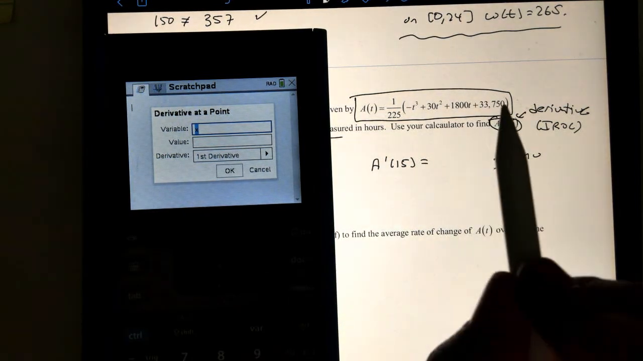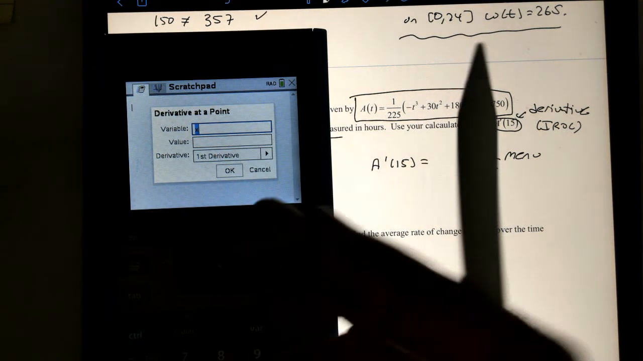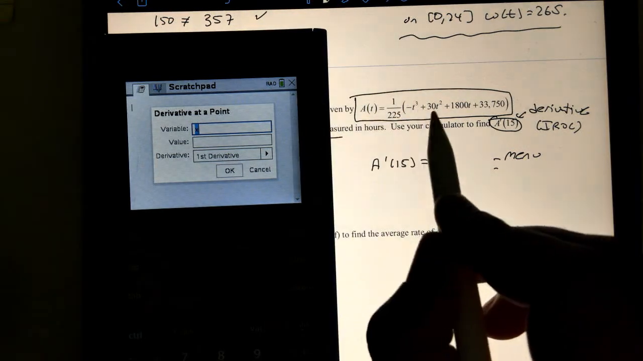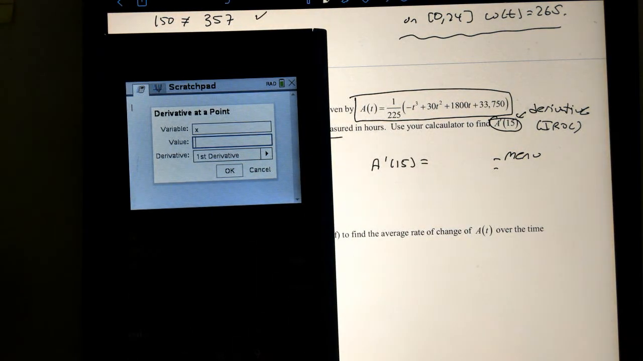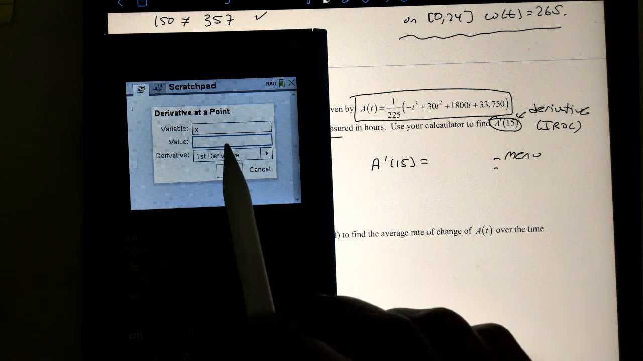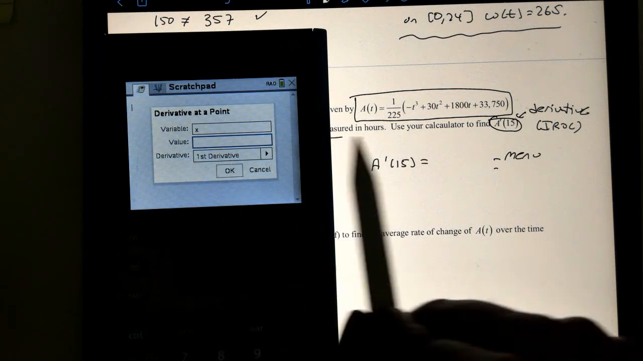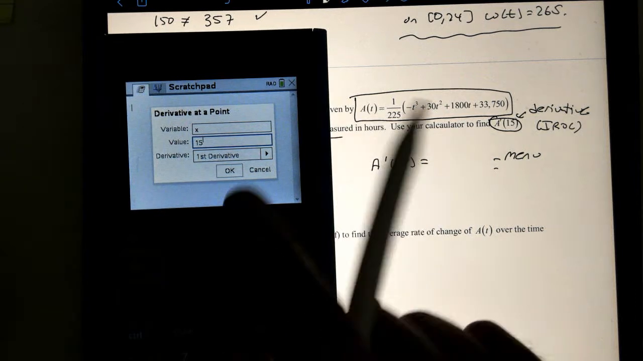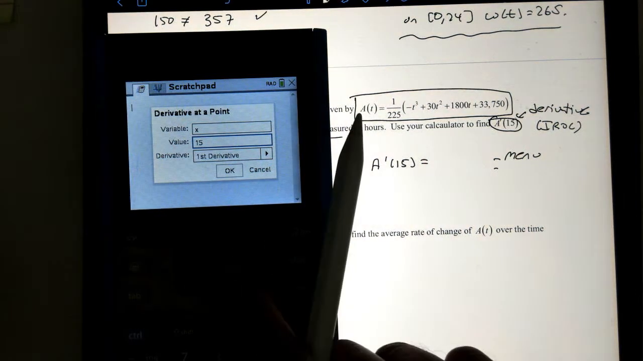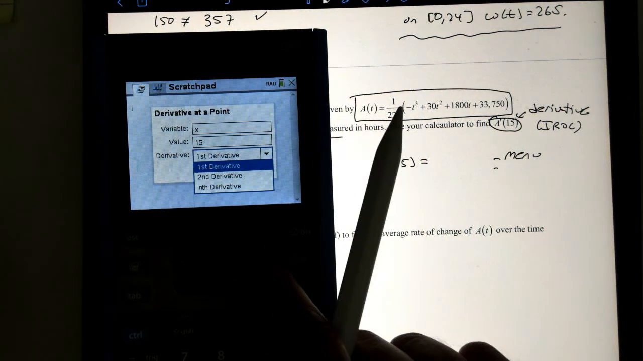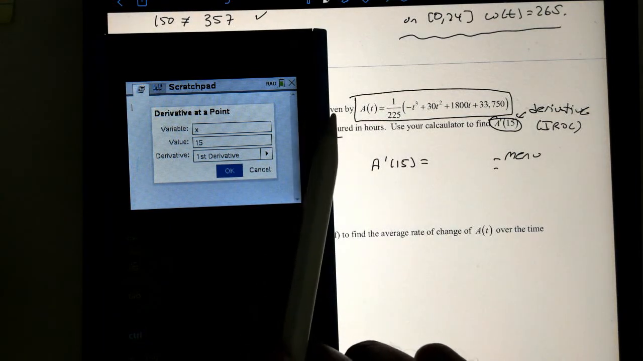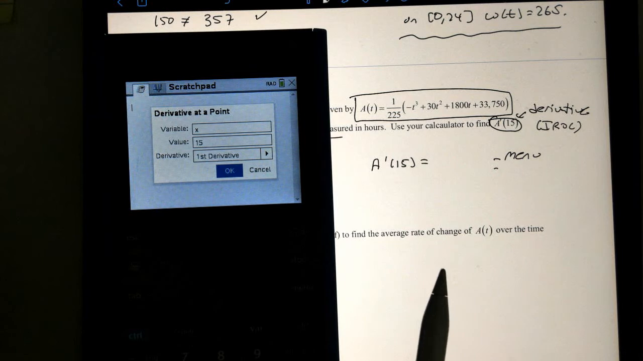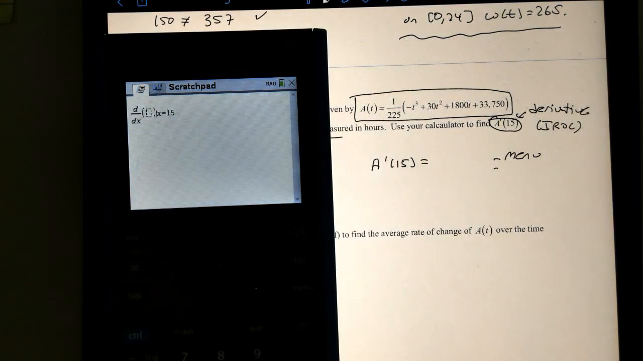Now I have a choice here. Your calculator can do parametrics, so you can keep the t if you want, or you can just leave it as x. I'm going to leave mine as x. Next, I want to find the value where I want to find the derivative at, and in this case, it's 15. And here's a cool feature. I can find more than just one derivative: the first derivative, second derivative, nth derivative. We only want the first derivative, so we're okay. I press enter. Oh my gosh, look at that notation.